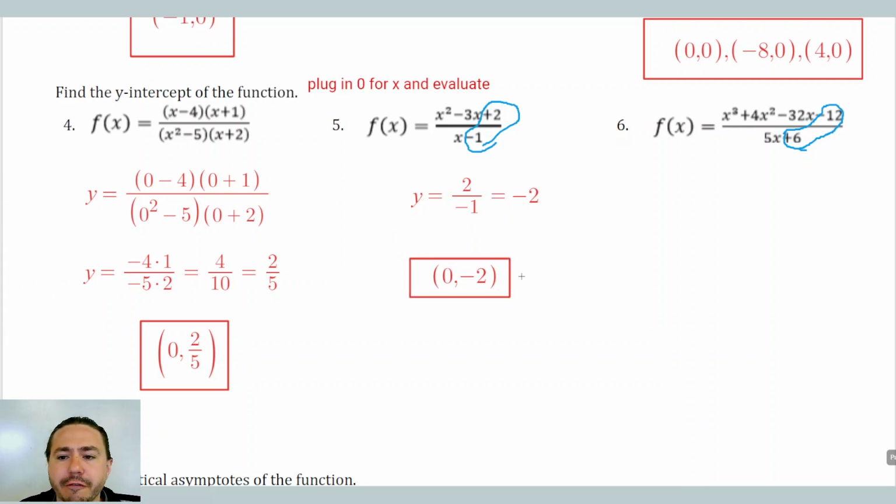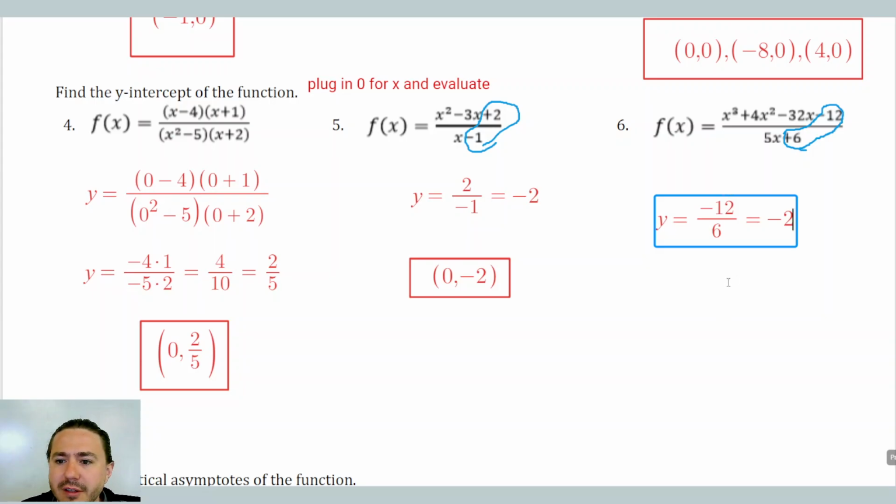And we could do the same thing for number 6, where we ignore all the terms that have an x, because when we plug in 0, they're just going to be 0. So there's going to be 0 plus 0 minus 0 minus 12. So that's just going to be negative 12. And then on the denominator, we've got 0 plus 6, so we just have 6. So just a little bit of a shortcut here if your function is in standard form. Works out pretty nice. So this one's negative 2 as well.